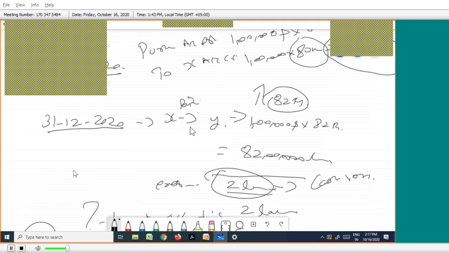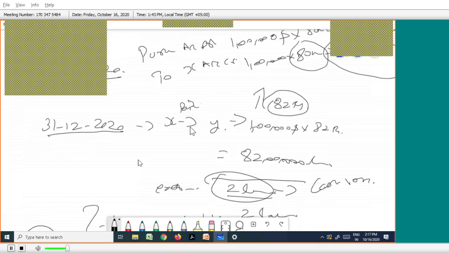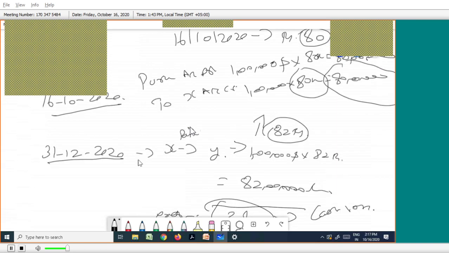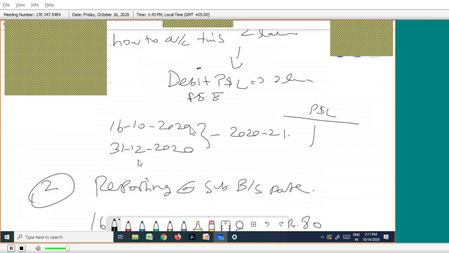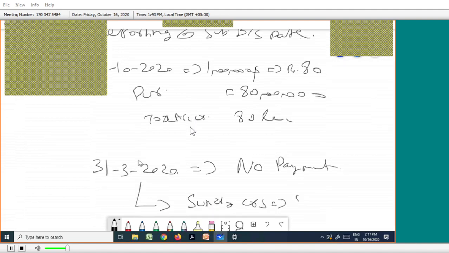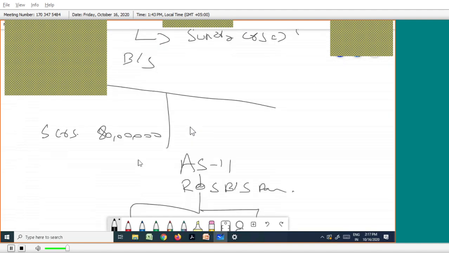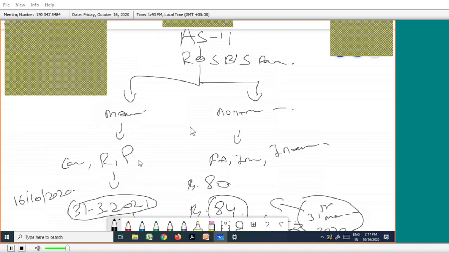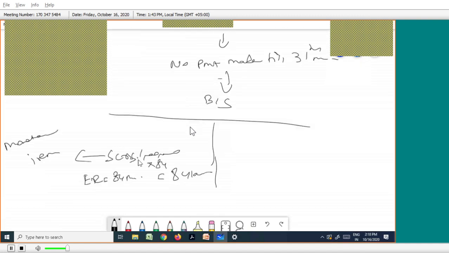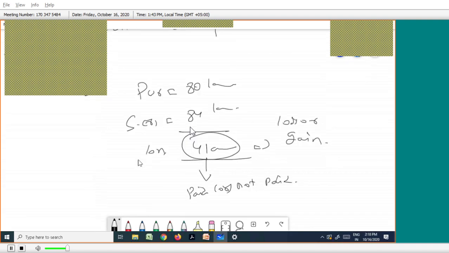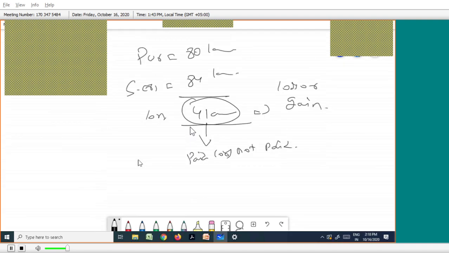But in the second scenario, we are not paying anything actually. We are just booking in our balance sheet. Excess booking in the balance sheet, and that excess booking we are debiting to the P&L account. This difference you should know. This will be useful for the cash flow statement also.